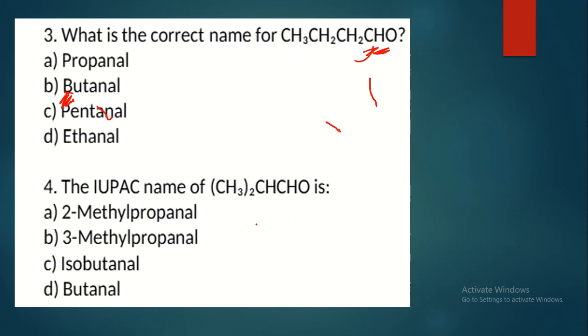Next question. The IUPAC name of CH3 twice, that means 2 CH3 are there, and CHO. It is asking 2 methyl propanal, 3 methyl propanal, isobutanal and butanal, right? So the answer will be 2 methyl propanal. How basically 2 methyl propanal? 1, 2, 3, and another one. Still CH3 is there. So you have to break it, then you get your answer.